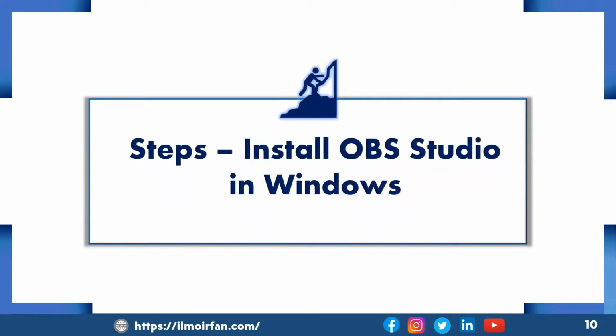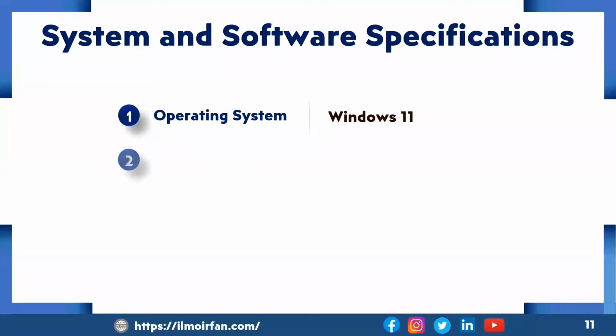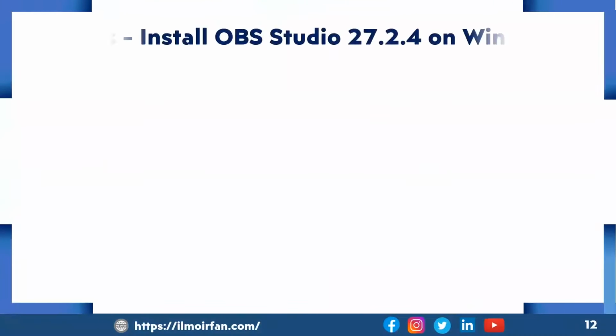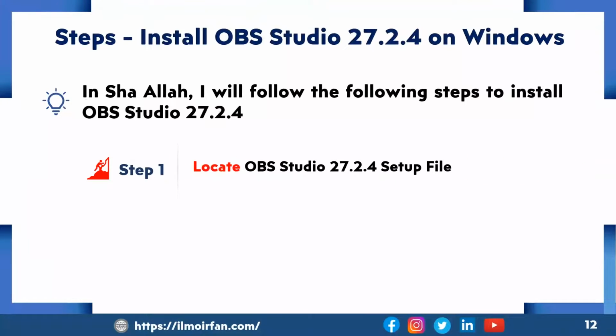Steps to install OBS Studio in Windows. Inshallah, in the upcoming slides, I will follow a simple and step-by-step process to install OBS Studio in Windows. System and software specifications. The operating system is Windows 11. Software is OBS Studio. The version of OBS Studio is 27.2.4. Date is 1st June 2022. Inshallah, I will follow the following steps to install OBS Studio 27.2.4. Step 1 is locate OBS Studio 27.2.4 setup file.